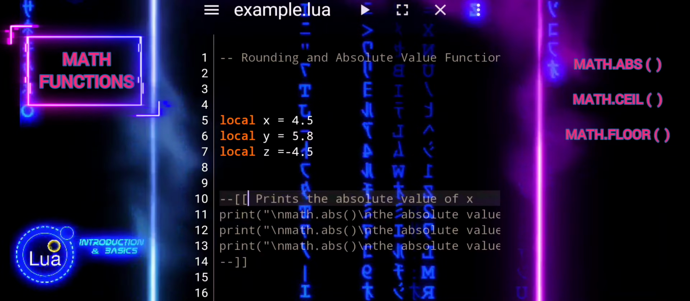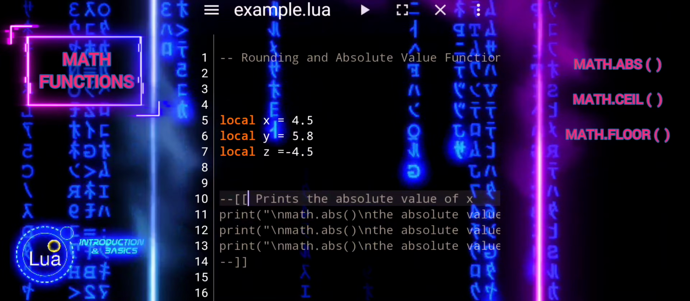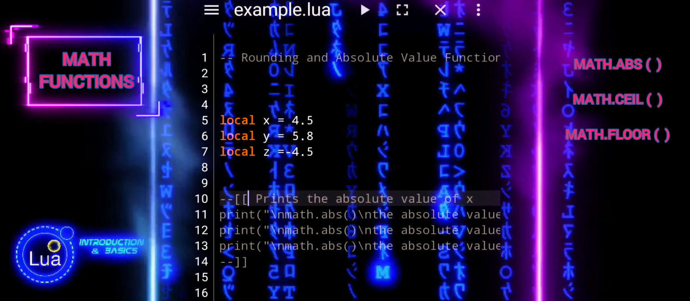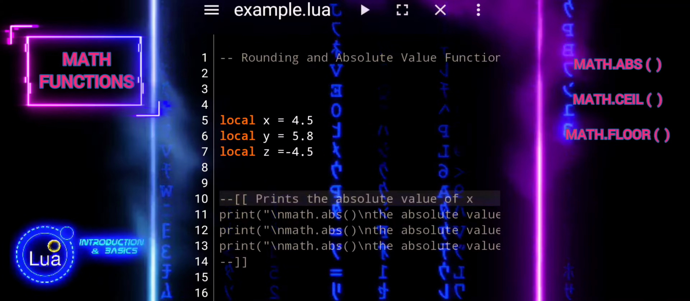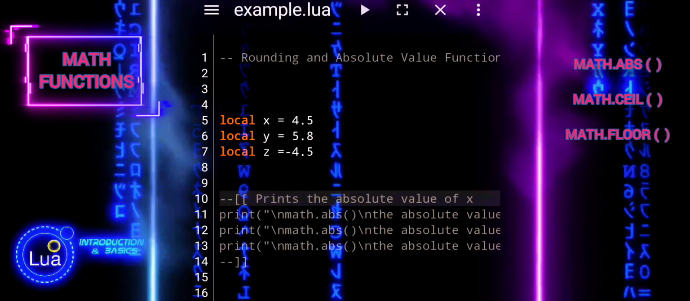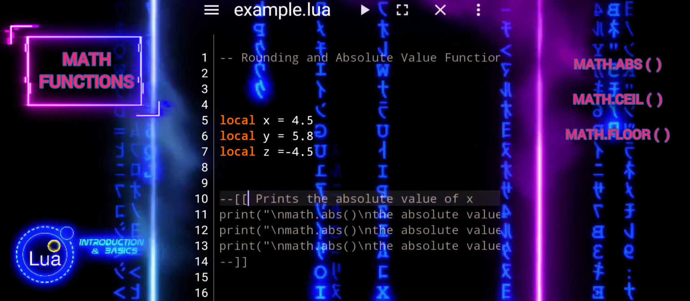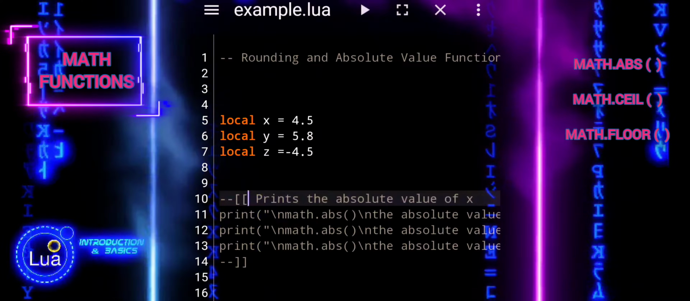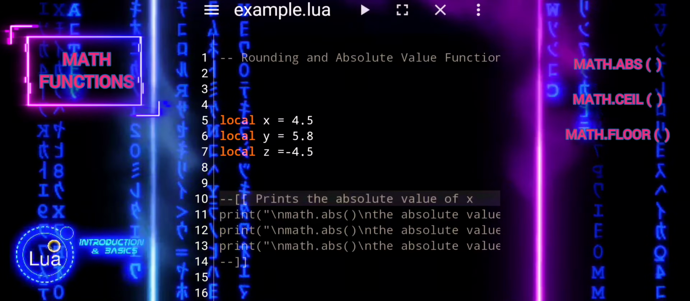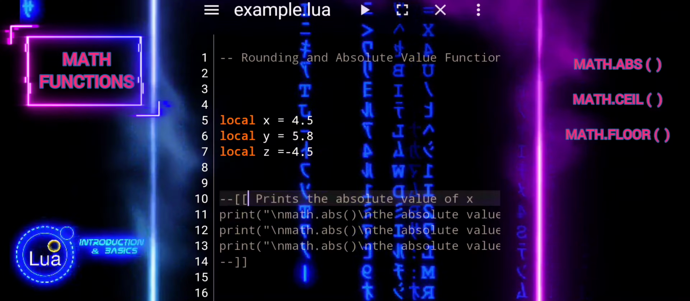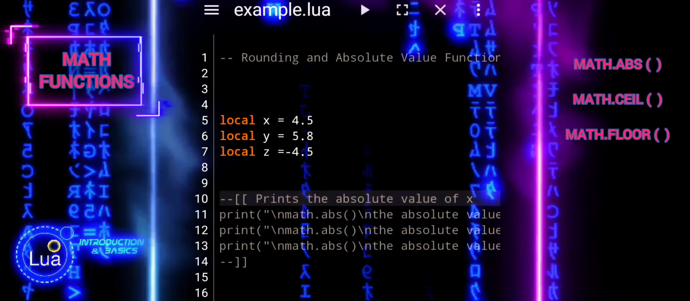For example, math.abs(-5) returns 5, as the absolute value of -5 is 5. Rounding functions are used to approximate a number to a nearby integer or specified decimal place. Two common rounding functions are math.ceil and math.floor. Math.ceil with argument x rounds x up to the nearest integer. Math.floor with argument x rounds x down to the nearest integer.